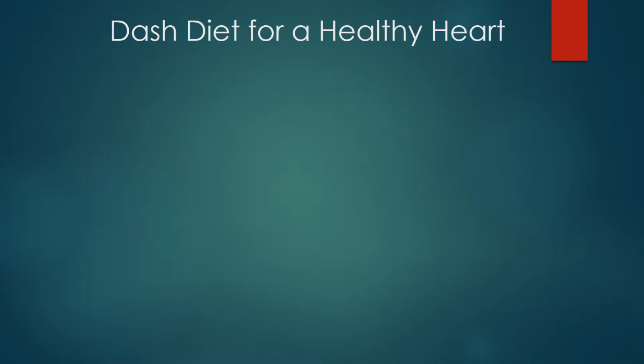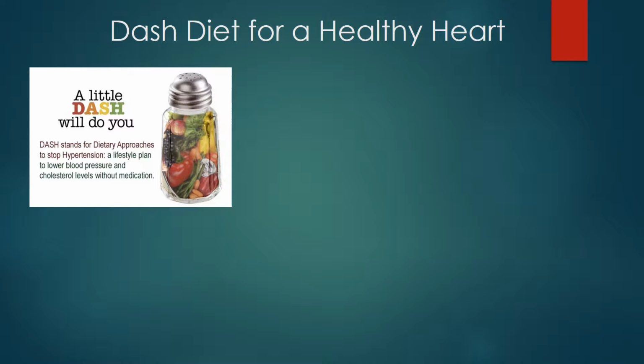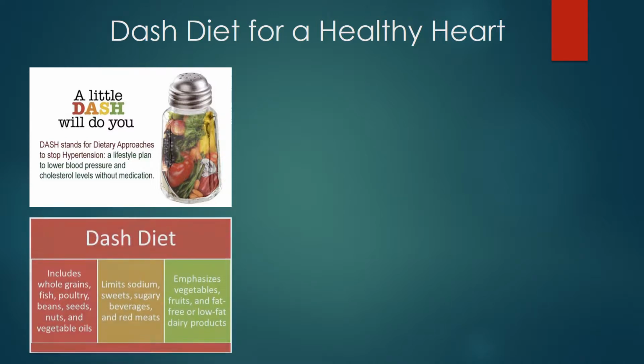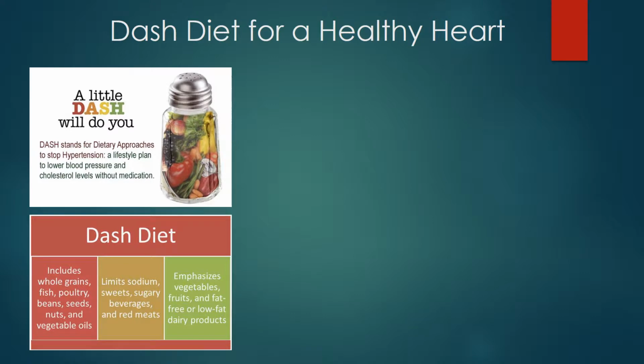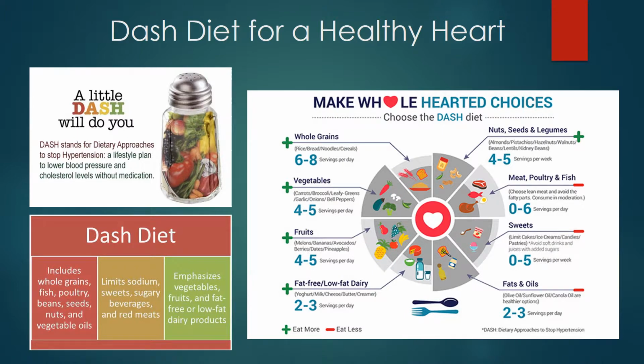The DASH diet is used to help stop hypertension. It is a lifestyle plan to help lower blood pressure and cholesterol levels without the use of medication. This diet incorporates a high intake of whole grain foods, vegetables, fruits, and fat-free or low-fat dairy products. The patients should limit their intake of sodium, sugary beverages, and red meat. While on this diet, it is important to follow up with the primary physician and have their blood pressure checked regularly. If followed correctly, this diet will help to lower the patient's body mass index and improve overall health.